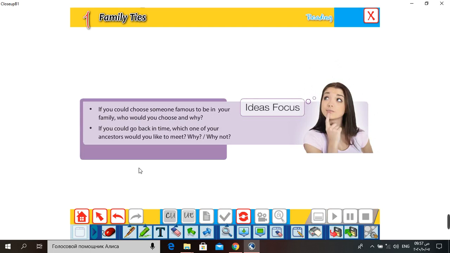Now, here are two questions for you to think about. 1, if you could choose someone famous to be in your family, who would you choose and why? This is a very interesting question to think about. Choose someone famous, and this person is going to be your relative, one of your family members. Who is he and why? 2, if you could go back in time, which one of your ancestors would you like to meet? Why or why not? Let's say that you have many ancestors and you find out about them. Which one of them would you like to meet if you could go back in time?